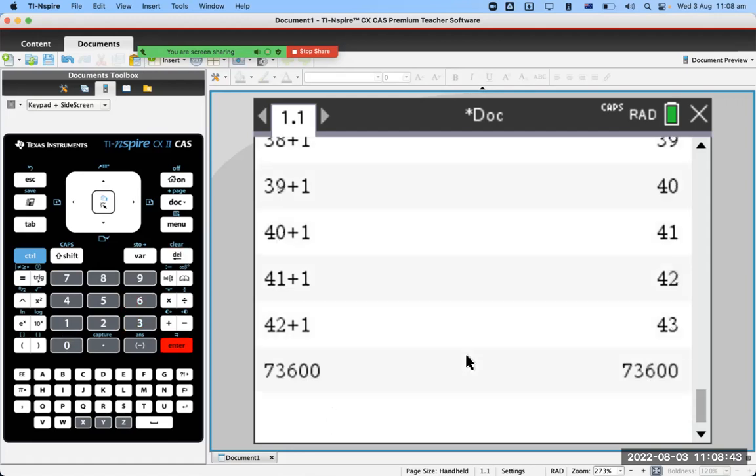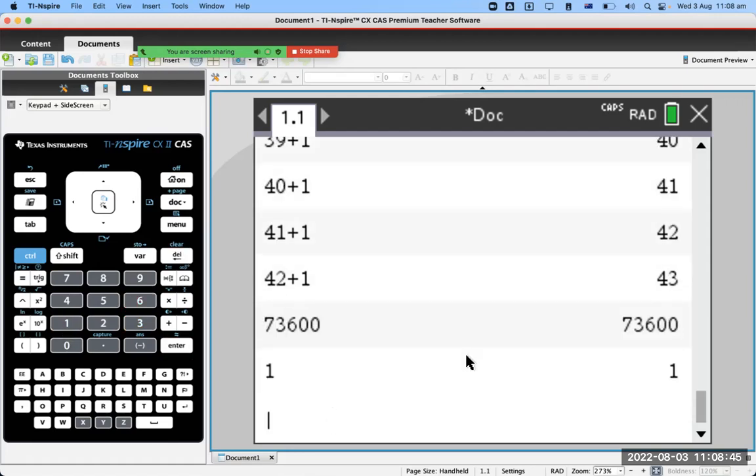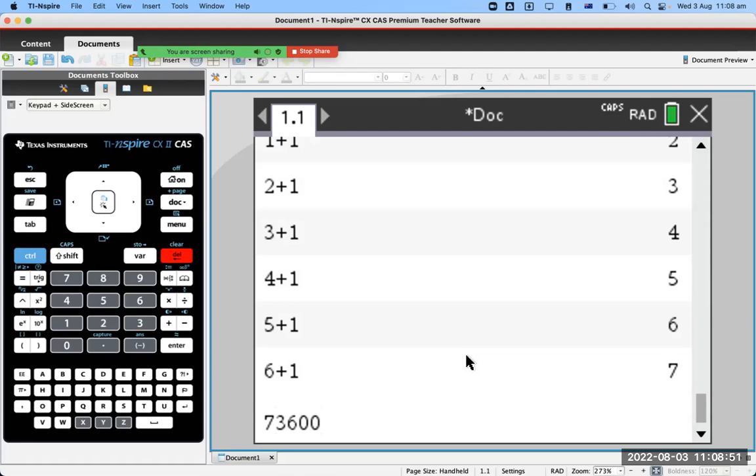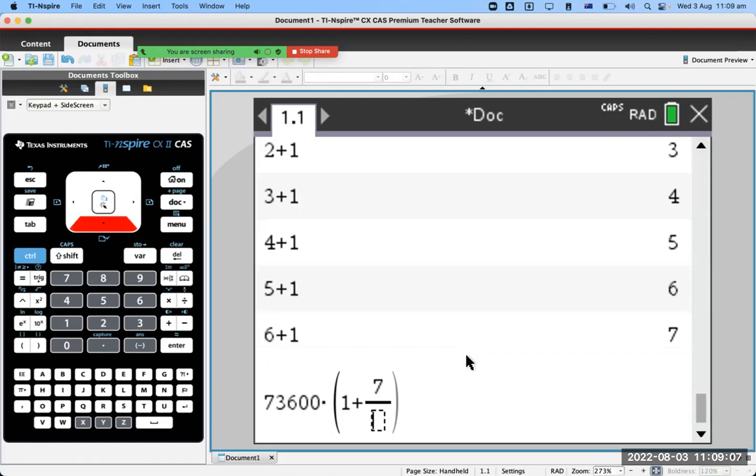So we're starting off with 73,600. That's like our 1, right? And you know how we go +1, +1, +1? We're going to do something to this number here. Do we want our number to grow, or do we want it to become smaller? We want it to grow, right? By how much? We want it to grow by 7%. So what was that? 1 plus 7 over 100 times. How many times do we compound per year?